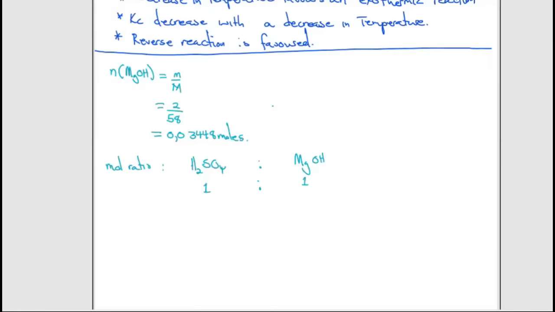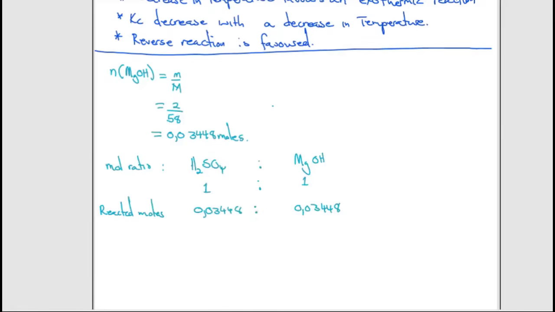Then I'm going to find the number of moles that actually reacted. Since we have 0,03448 for magnesium hydroxide, it means we're also going to have the same for H2SO4 because the mole ratio is the same: 0,03448. Okay, so this is the mole ratio that you're going to have there.